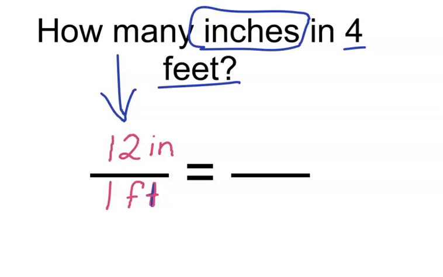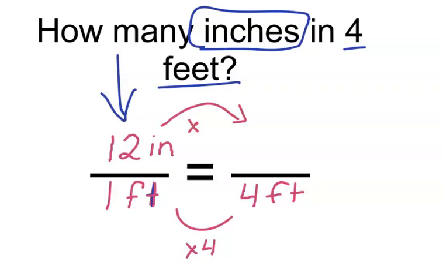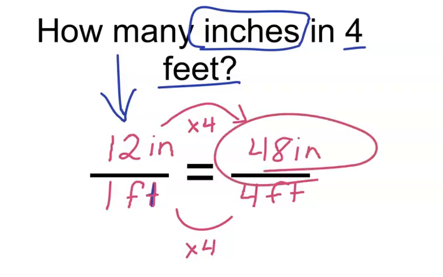And if we want to get to 4 feet, we're obviously going to multiply by 4, right? So 1 times 4 will give you 4. So we're going to do the same thing with 12. We're going to do 12 times 4, and that's going to give us 48 inches. So that's our answer. How many inches in 4 feet? There would be 48 inches.